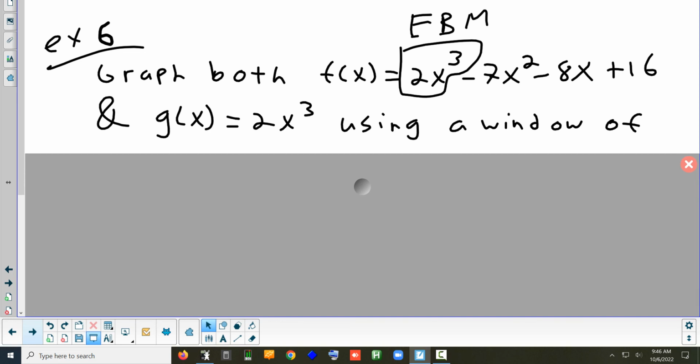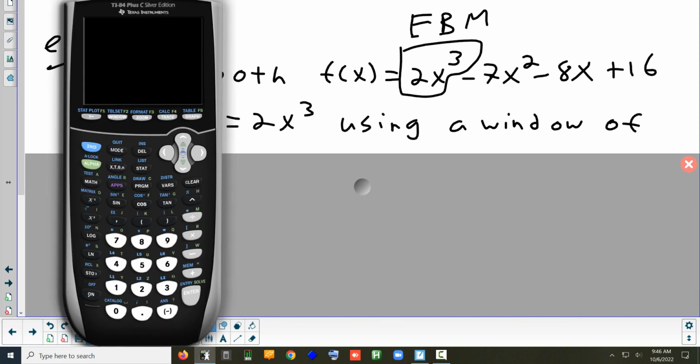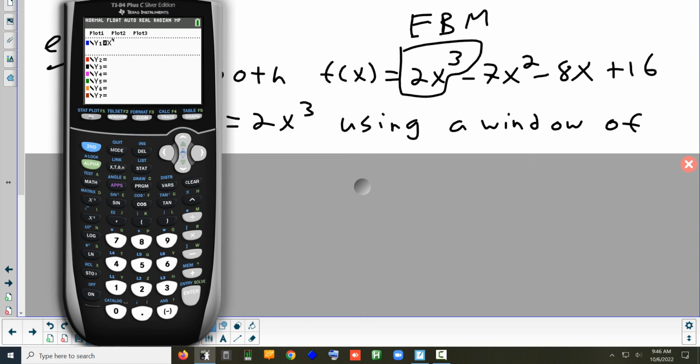So let's graph it. I want to graph the original, and then I want to graph the EBM. The idea is they should look the same. You might say, well, what about all the other stuff? It's not going to really matter if you zoom out far enough. The EBM gives you a big picture. So if you zoom out enough, the EBM and the original problem should look pretty close. So let's try graphing it.